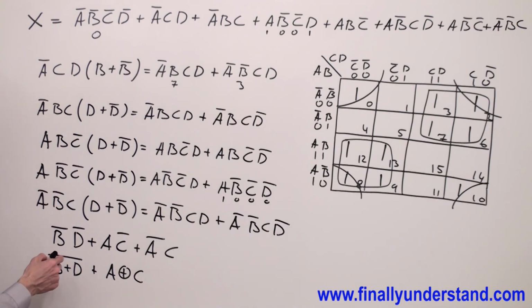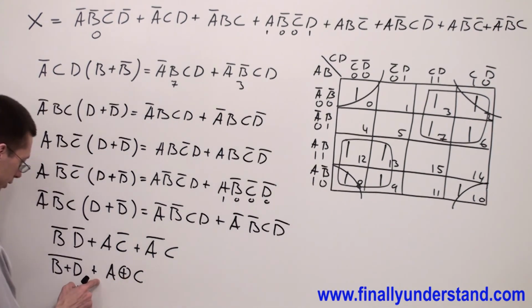Let's take a look at what we have gained so far. We have in the first expression 3 AND gates, 1 3-input OR gate, and 4 inverters. After the modification, we are going to have 1 NOR, 1 OR, and 1 exclusive OR. So we are going to have 3 gates over here.